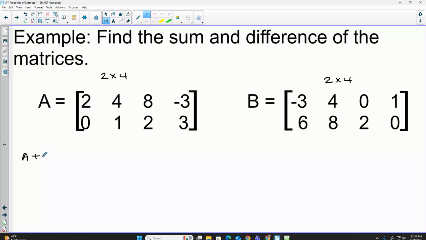That doesn't change. So if I said A plus B. Again, if I don't teach you anything, you could probably guess and get this. What do you think the first number in A plus B would be? -1. You just add the corresponding numbers. So 2 plus -3. The next number I'm going to do, 4 plus 4. Next one, 8 plus 0. Last one, -3 plus 1. What about the second row?